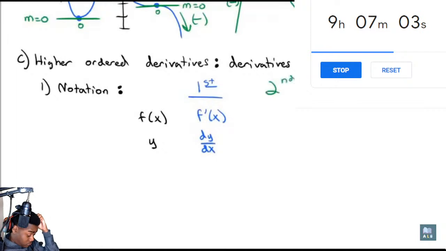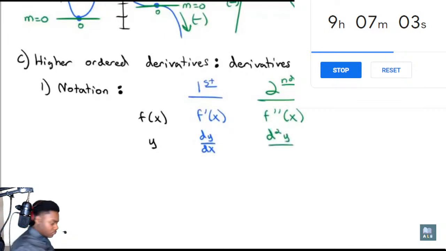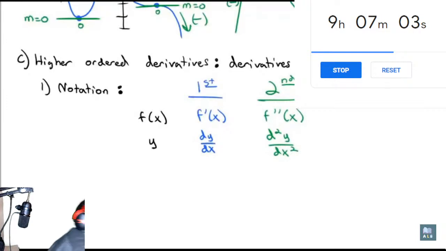The second derivative, then, the derivative of the derivative: with f of x notation, we just do a double prime to show the derivative has been taken twice. However, with the dy dx notation, we say we take the derivative of y with respect to x twice. And so we get d2y over dx2.